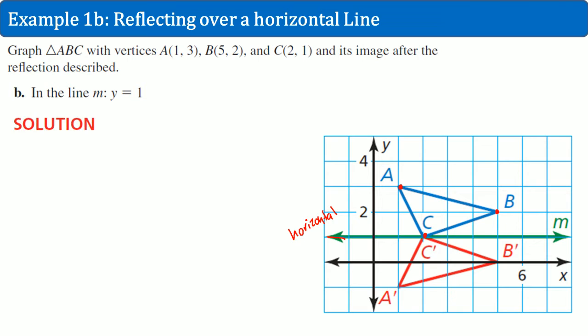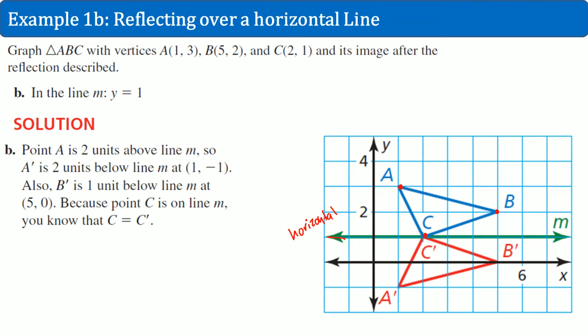Let's see the solution. Notice that A is 2 units above the line of reflection, so A prime is also going to be 2 units from the line of reflection. B was 1 unit from the line of reflection, so B prime is also going to be 1 unit from the line of reflection. C is on the line of reflection, so during the reflection it stays on the line, like the core concept.